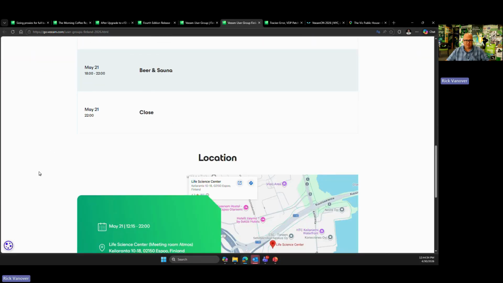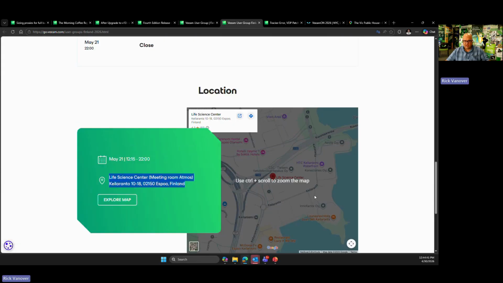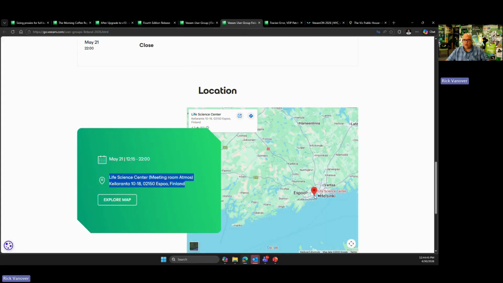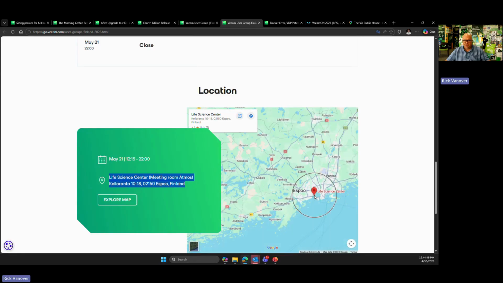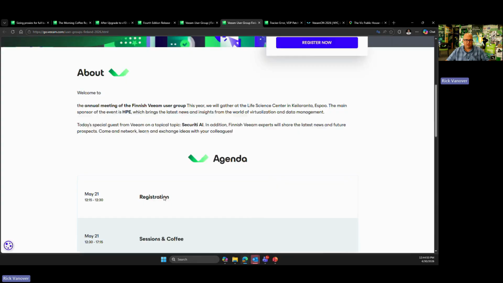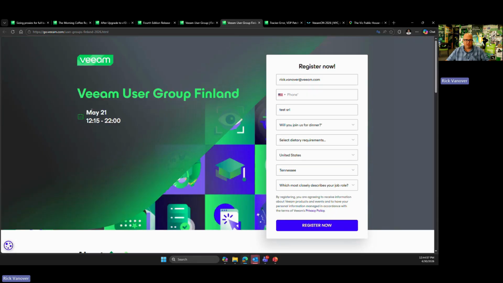Oh man, I need to find my way. So let's see where we're going to be. Espoo. I think that's on the other side of Malmo. No, Helsinki, not even close. I'm thinking of Sweden, the wrong country, but in the Helsinki area. So check this out. That looks like really good stuff. HPE sponsoring. Thank you, HPE, for that.